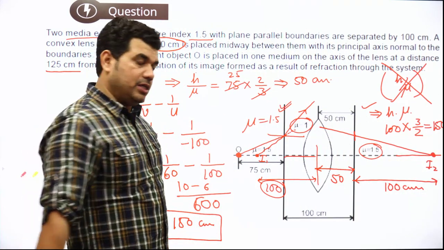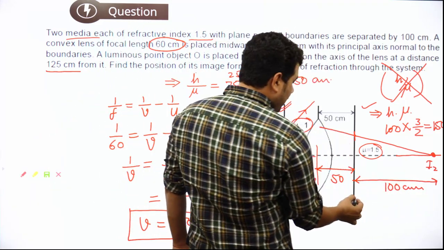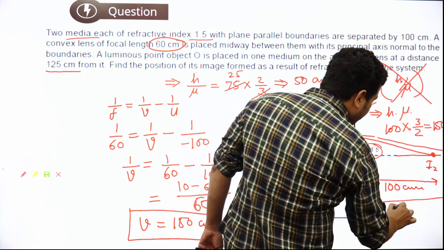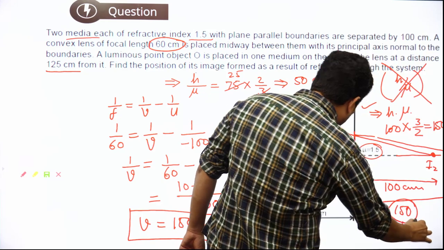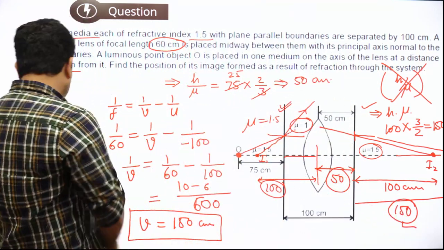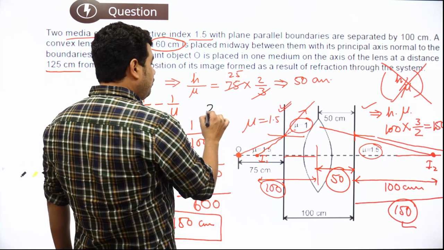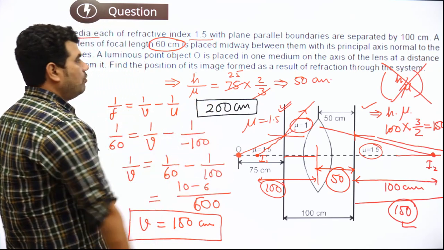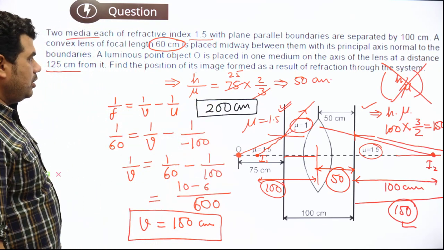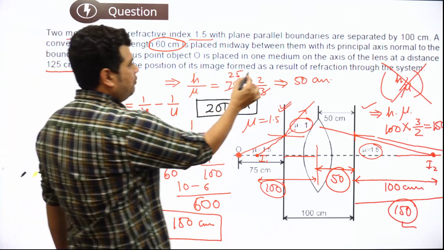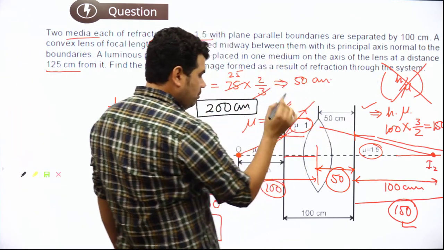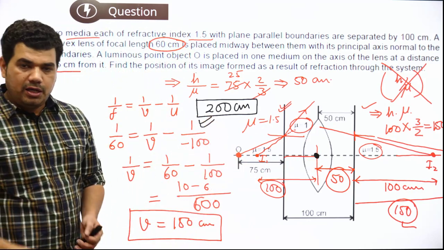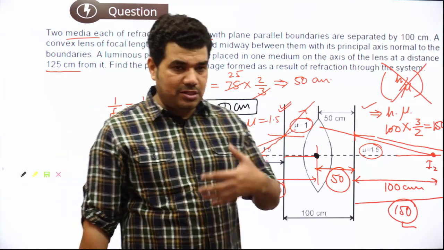Got my point? So if it is 100, actually the real image is at 150. So 150 here and 50 here. So the correct answer, my dear students, is 150 plus 50 equals 200 centimeter from the lens. So you have to find the position of its image formed as a result of refraction through the system. So the position from this lens is 200 centimeter, and now the answer is 200.